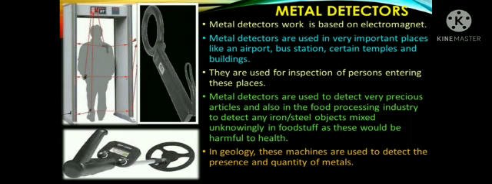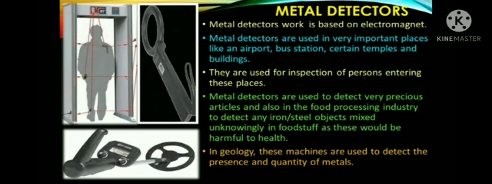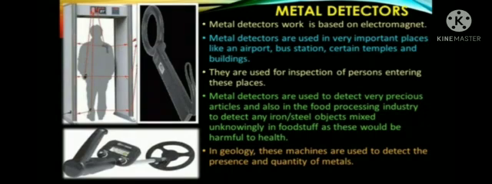Metal detectors. Metal detectors work based on electromagnet. Metal detectors are used in very important places like an airport, bus station, certain temples and buildings. They are used for inspection of persons entering these places. Metal detectors are used to detect very precious articles and also in the food processing industry to detect any iron or steel objects mixed unknowingly in foodstuff as these would be harmful to health. In geology, these machines are used to detect the presence and quality of metals.